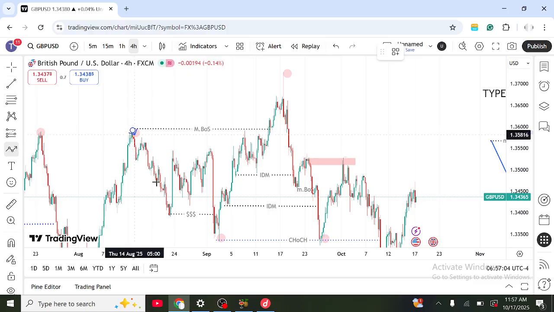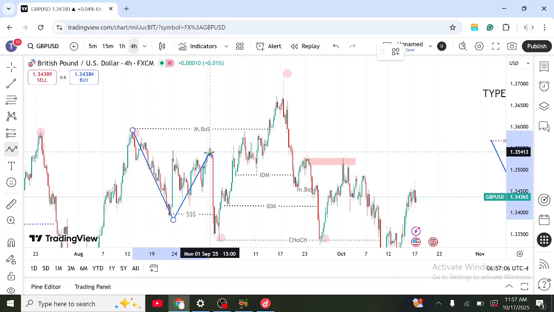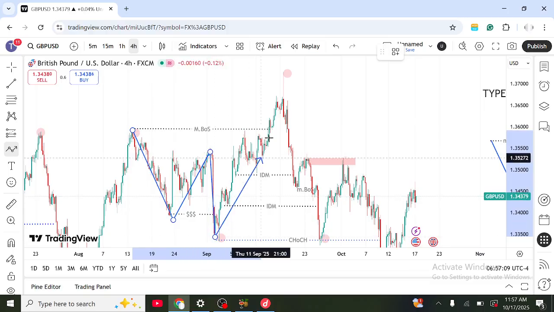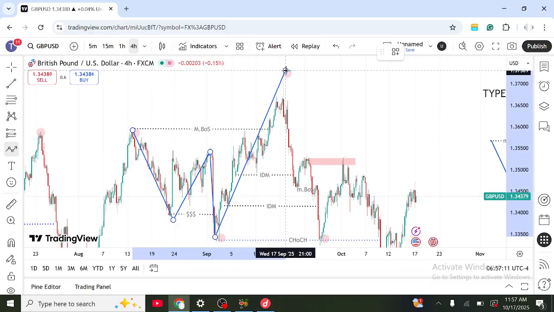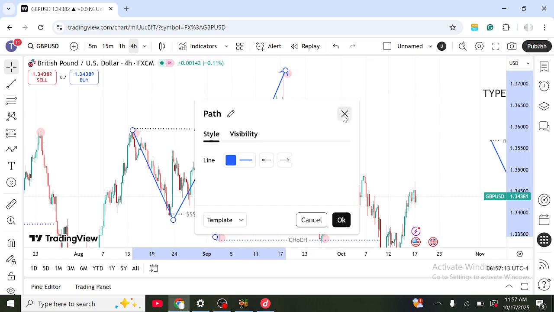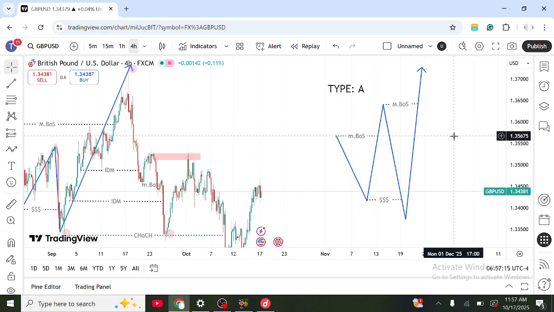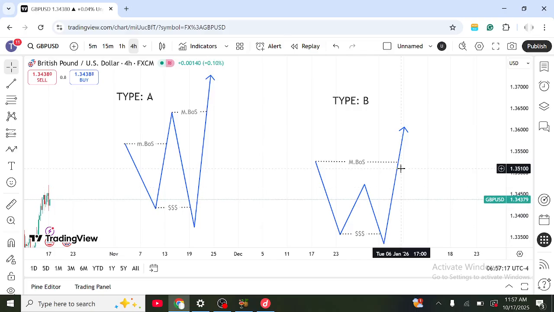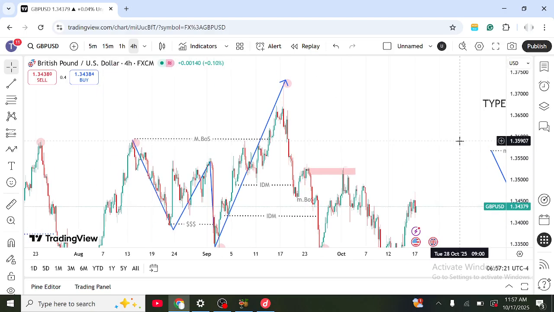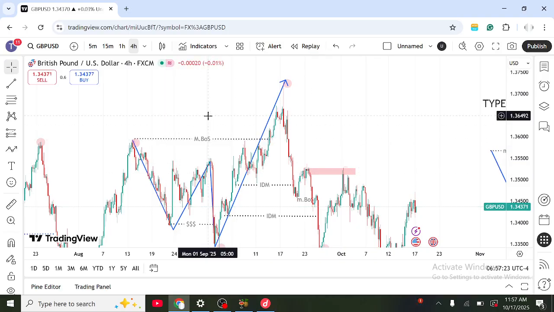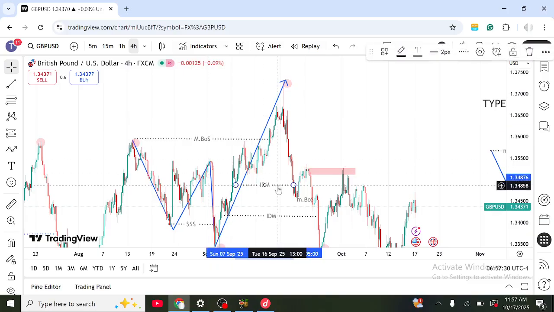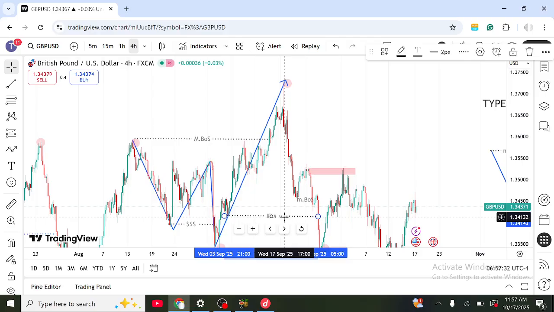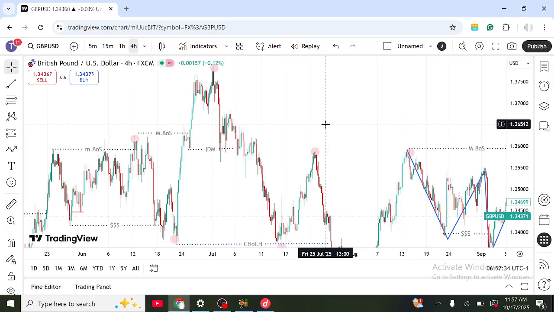So now let's look at this. We have a drop to the downside, a push to the upside, a drop to the downside, a push to the upside. Now which type is this? Is it type A or type B? It is what? Type B, because type B has just one break of structure, and as we can see here, this one too has just one break of structure. Can you see that? It has just one break of structure. Okay, now let's continue.